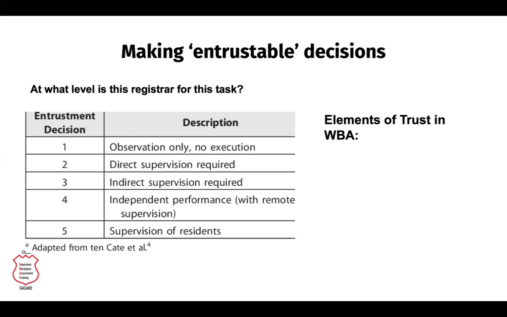So the entrustment levels are very simple. These are the ones proposed by Ten Cate and that we'll use in South Africa. Level 1 is basically you're observing only, standing in the room. Number 2 is direct supervision. So for example, in a theater scenario, you're actually assisting the registrar while they're busy doing the procedure, or you're in the room while they're busy doing the consultation.